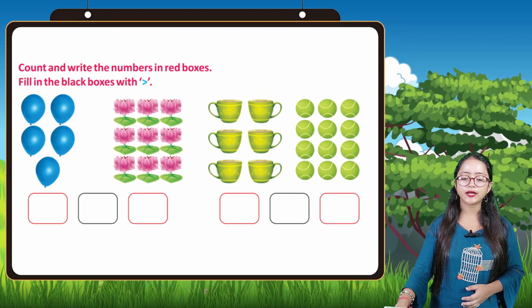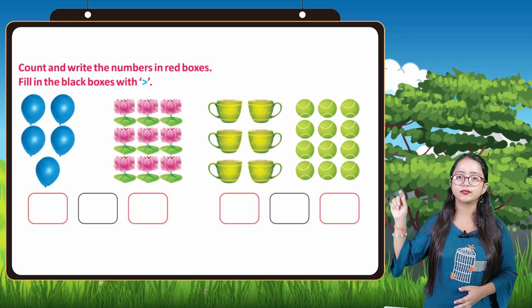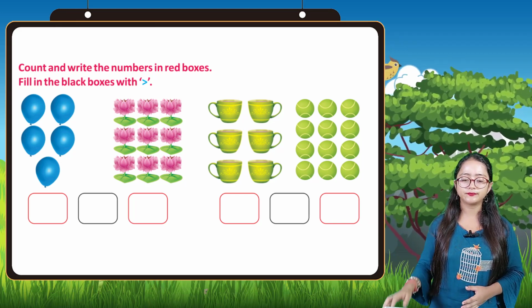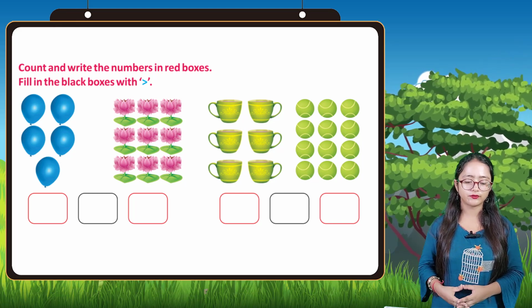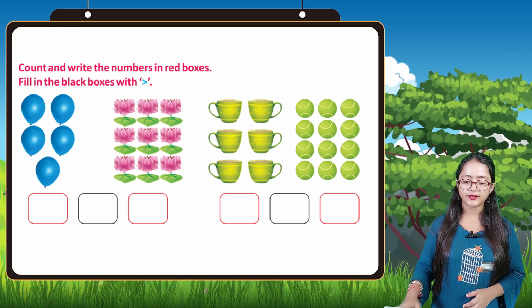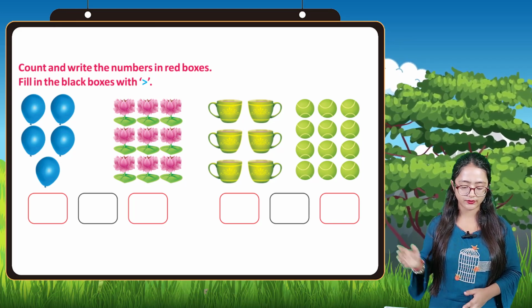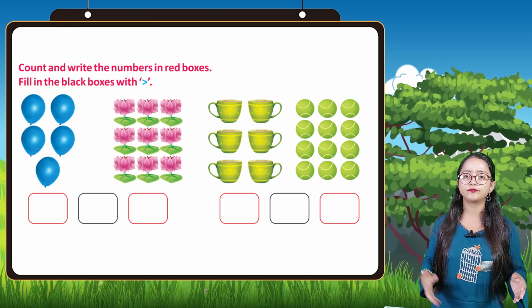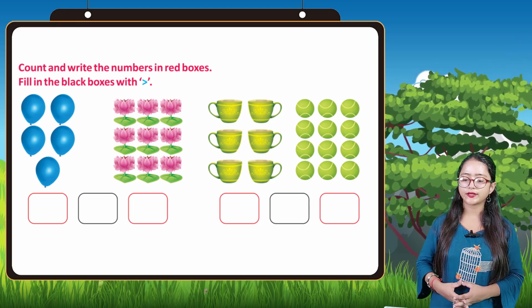Now count and write the numbers in red boxes. Fill in the blank boxes with the less than sign. First you have to count the number of balloons over here. There are total 5 balloons. So write down 5. Next you have to count the number of lotus. There are total 9 lotus. So write down 9. Now which one is less? Is it 5 or 9? That is 5.